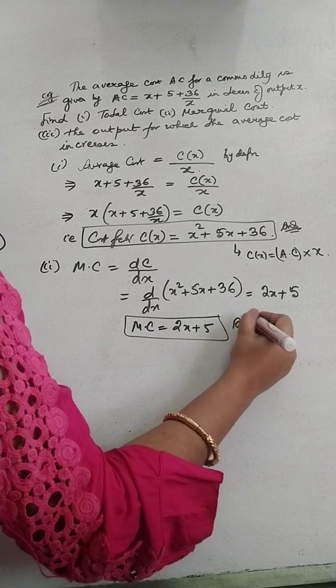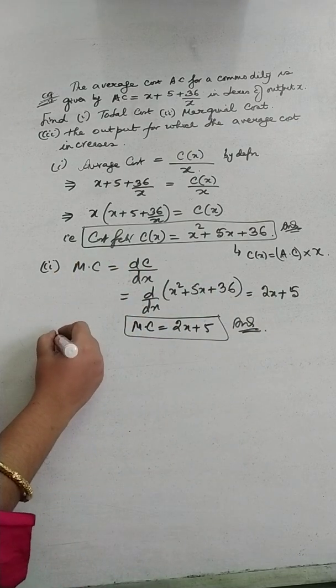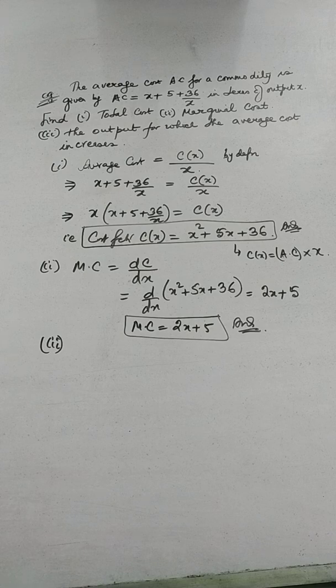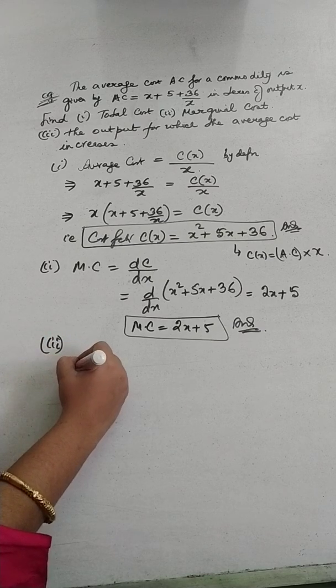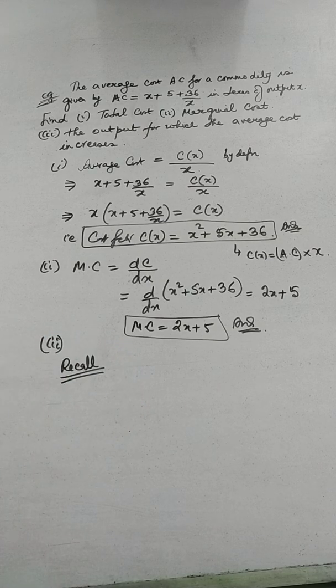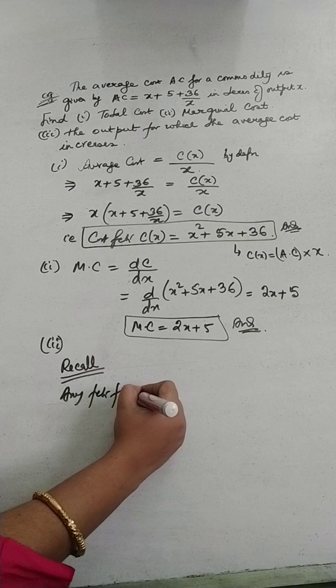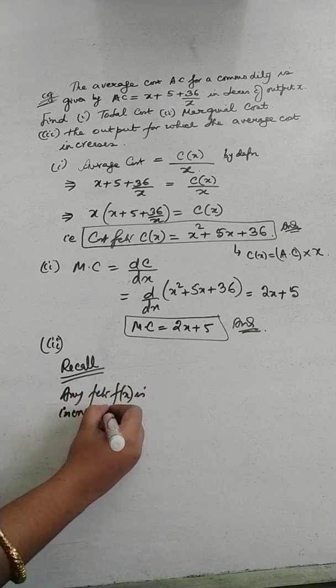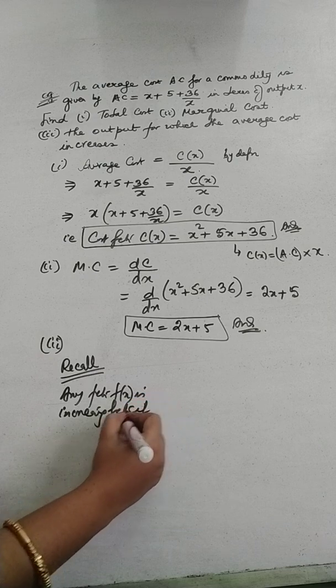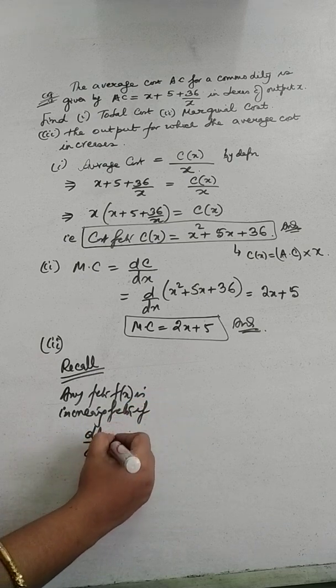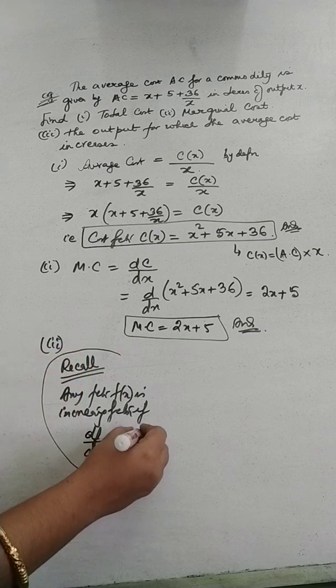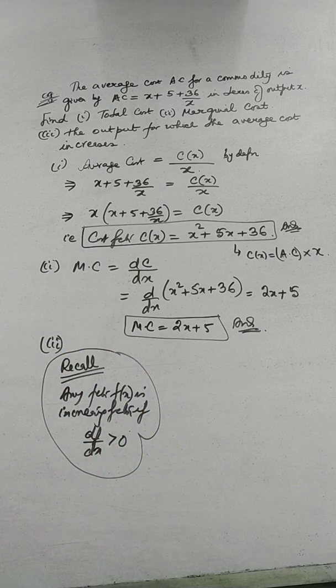This is your answer. The third subpart: the value of x for which average cost increases. Here we have to recall something. I'll write it in case you have forgotten. Recall that any function f(x) is an increasing function if df/dx is greater than 0. Otherwise, if df/dx is less than 0, then it is a decreasing function. So any function f(x) is an increasing function if its derivative is greater than 0.